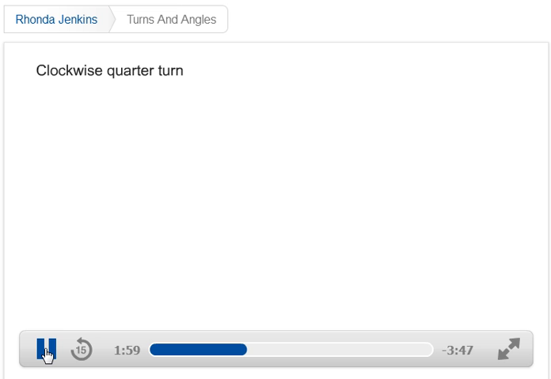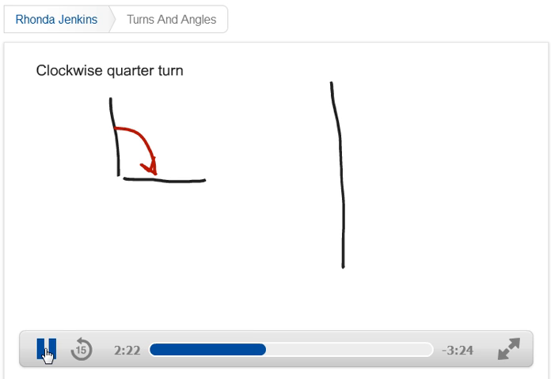A clockwise quarter turn. So first we have one side and the turn. And the arrow in the direction goes toward the 3 on the clock, right? So that's a clockwise quarter turn. If you take a look at a clockwise half turn, what's that going to look like? It goes straight up and down. So it's the half, or 6 o'clock.